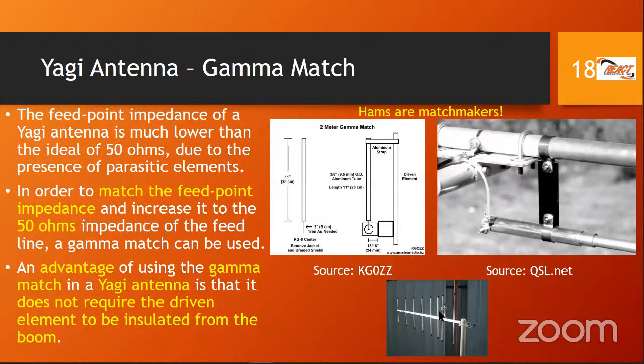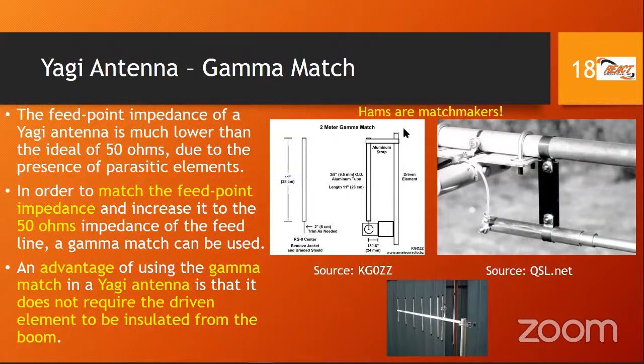Well, magic question. How will a ham match? Well, we are matchmakers, so we match the feed point to make it 50 ohms. We can use several things. One of them is called a gamma match. And on the right hand side, you have a picture of what it looks like. You have the element here, and then you have this piece of construct here that allows us to tune this stub and match the impedance.